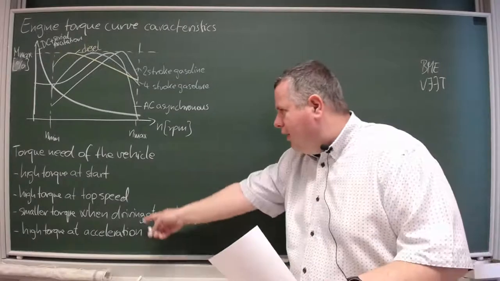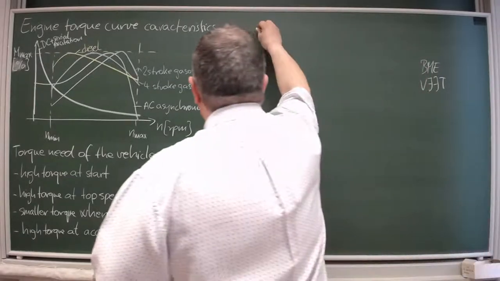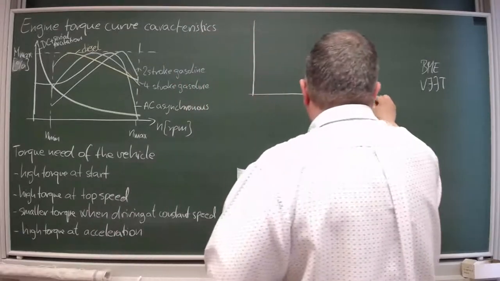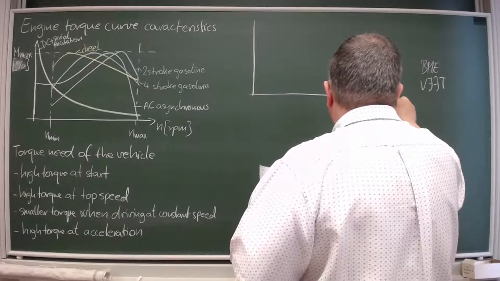Now, so from the torque need, we get the following curve. Here we get the speed, let's say in kilometers per hour.